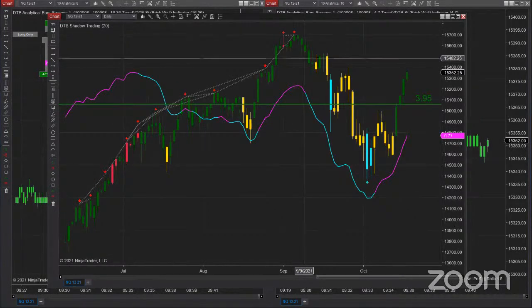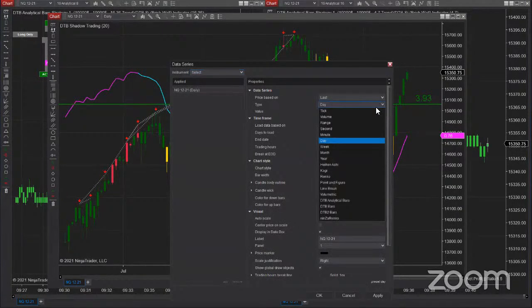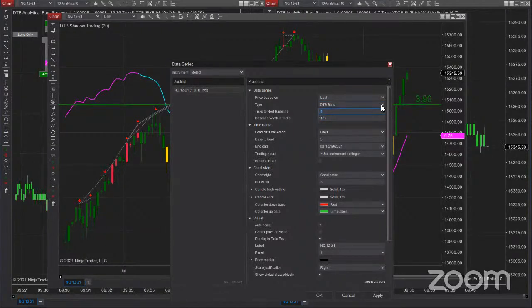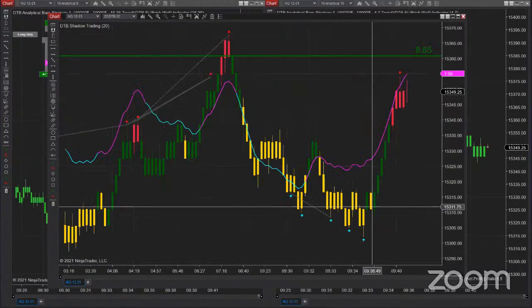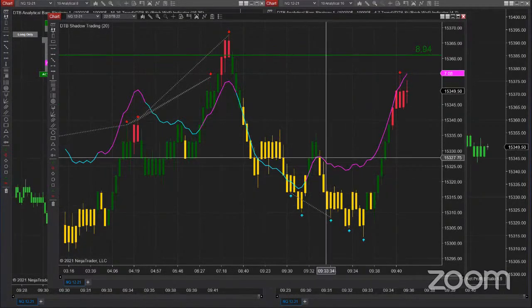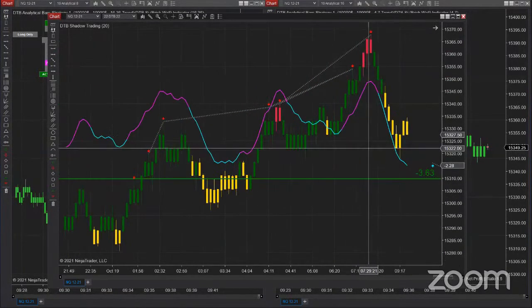So looking at a smaller term chart. Let's go to a 22 and a 22 chart. This is where you're going to see the crossovers of the momentum line and the price.